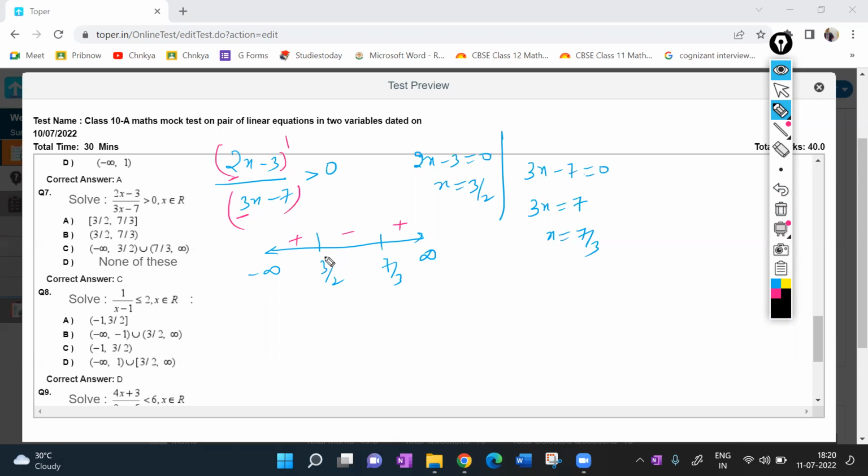I need greater than 0, which means I need only the positive region. Why? Because he has given greater than 0. Check in the question. So from where to where?